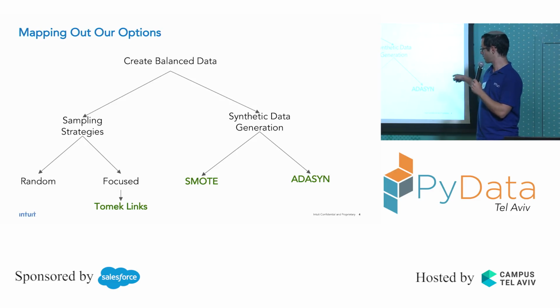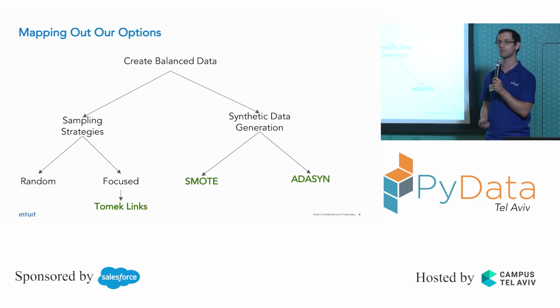So I will talk about the green text over here. The first thing is Tomek links, which is a strategic way to decide which data points to remove when you want to undersample the majority class.